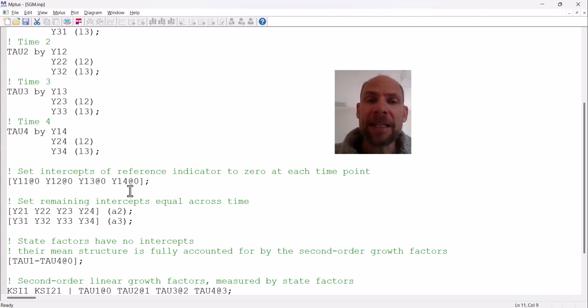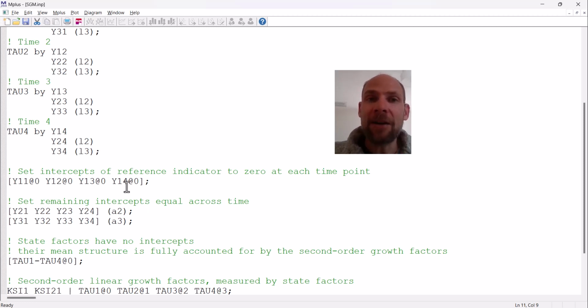What does that do? That helps identify not just the variance, but also the mean of the latent factor tau at each time point. So the first order factors then have an identified metric and an identified mean, and that allows us then to model the mean structure at the level of the growth factors. And so this makes the first indicator the reference indicator with a loading fixed to 1 by default and the intercept fixed to 0 at each time point as well.